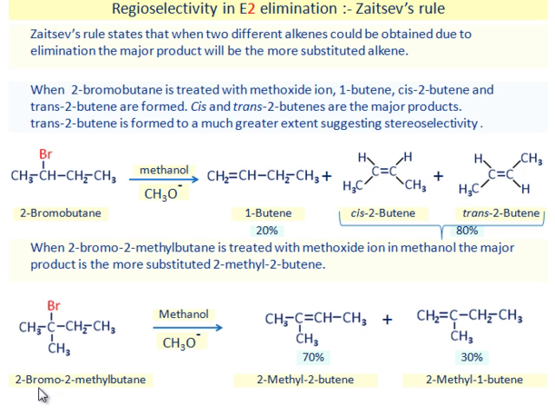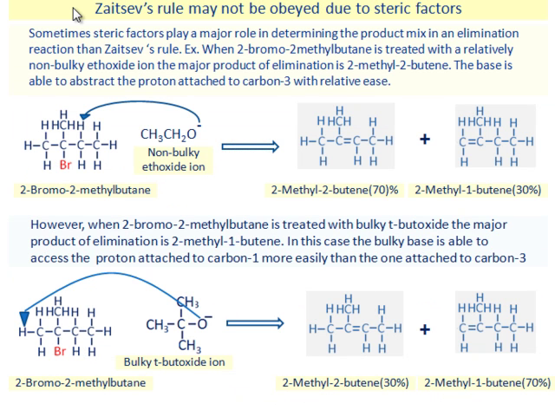When 2-bromo-2-methylbutane is treated with methoxide ion in methanol, the major product is the more substituted 2-methyl-2-butene. Zaitsev rule may not be obeyed due to steric factors. Sometimes steric factors play a major role in determining the product mix in an elimination reaction than Zaitsev rule.